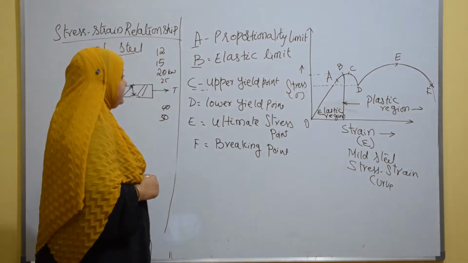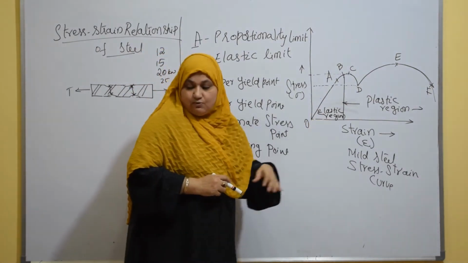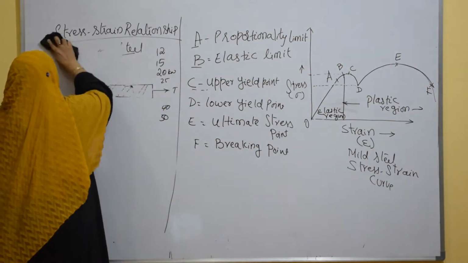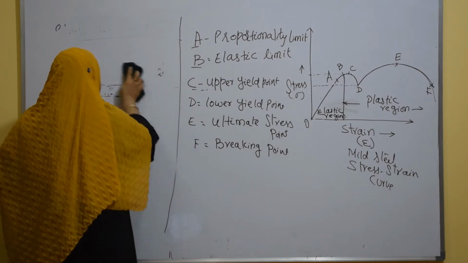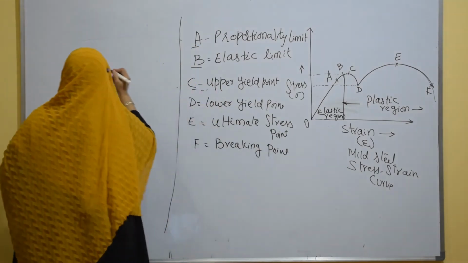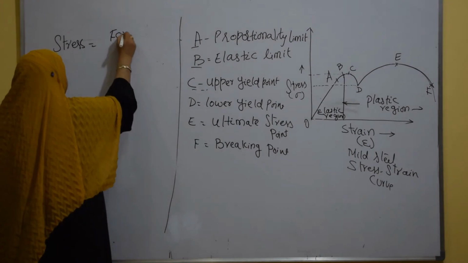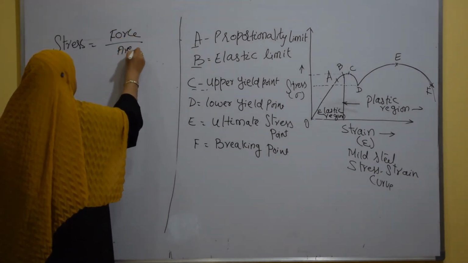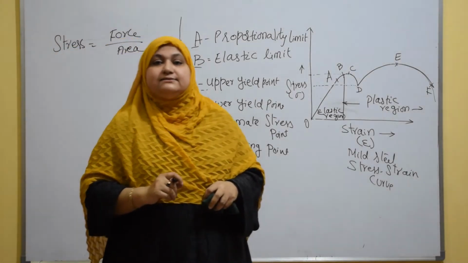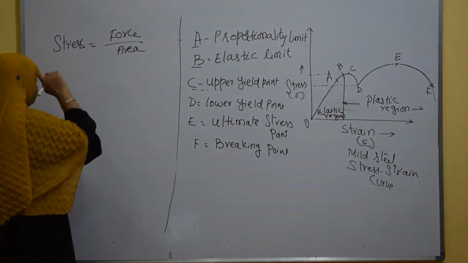Okay, so we will get two derivations from this stress strain curve, right? So what are those two derivations? First is modulus of elasticity. First is stress. Okay, some definitions we will see. What is stress? Stress is the ratio of force applied per unit area. Whatever load you are applying per unit area, that is called stress. So this is very simple: force by cross sectional area.